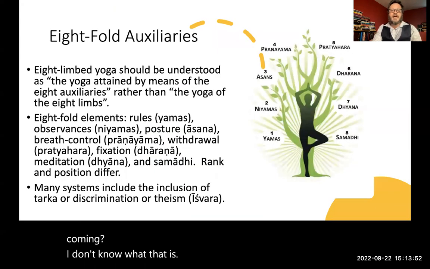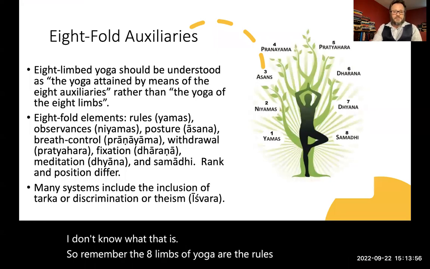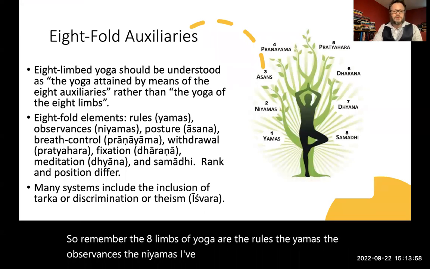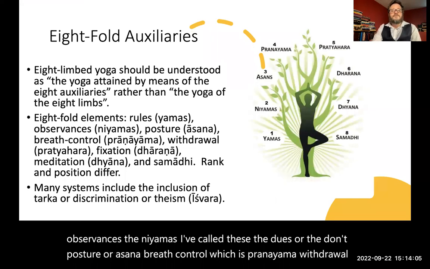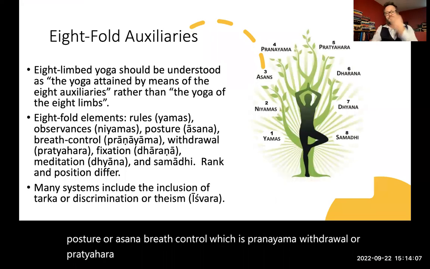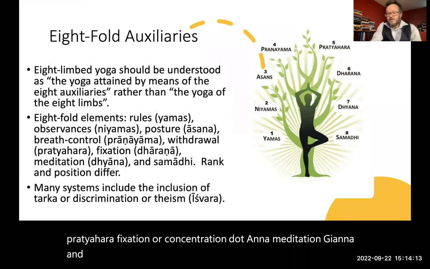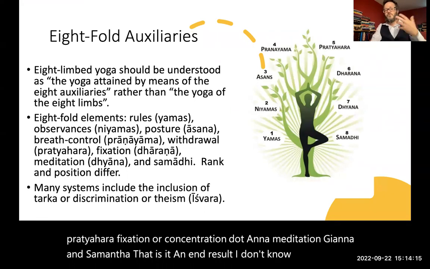Yeah, so remember the 8 limbs of yoga are the rules, the yamas, the observances, the niyamas. I've called these the do's and the don'ts, posture or asana, breath control, which is pranayama, withdrawal or pratyahara, fixation or concentration, dharana, meditation, dhyana, and samadhi. Is it an end result? I don't know, but samadhi is sort of the resolution.